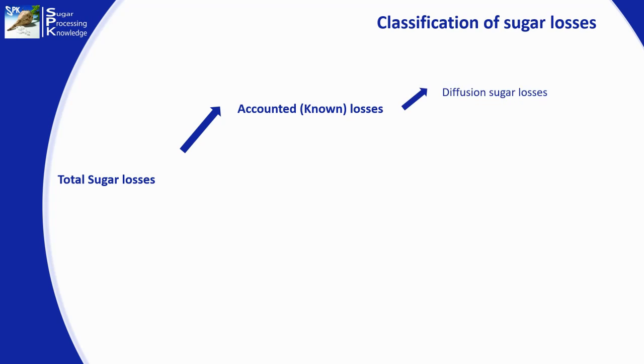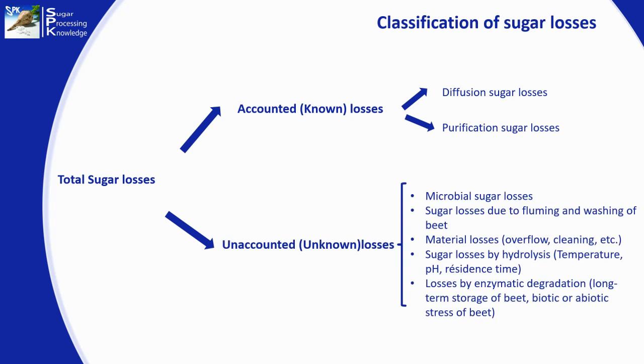For the classification of sugar losses, total losses are divided into two categories. In the first category, we have known or accounted losses, in which we find diffusion losses, which means sugar in pulp, and then purification losses, which means sugar in lime cake. In the second category, we have unaccounted or unknown losses.